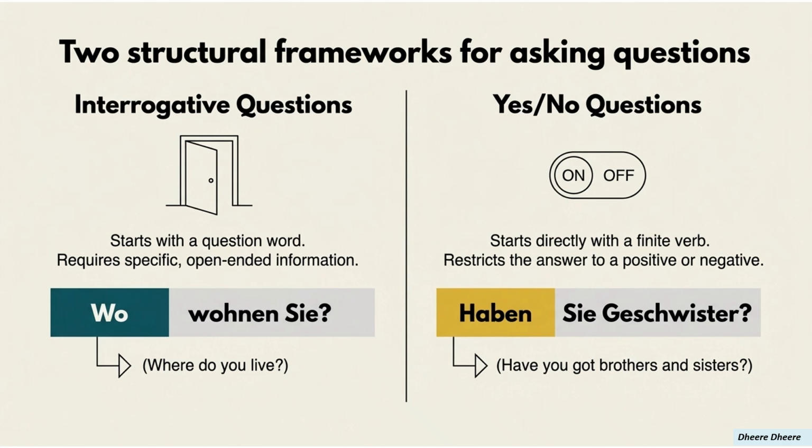For example, Wo wohnen Sie? Which translates to Where do you live? This question starts with an interrogative word wo, which means where. Second example, Haben Sie Geschwister? Which means Do you have any siblings? This question starts with a finite verb haben and usually requires a yes or no answer.